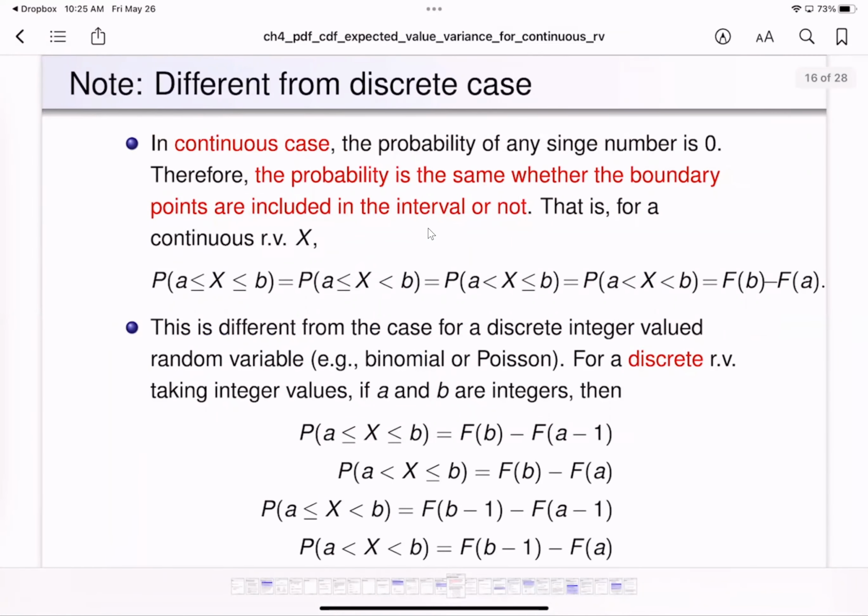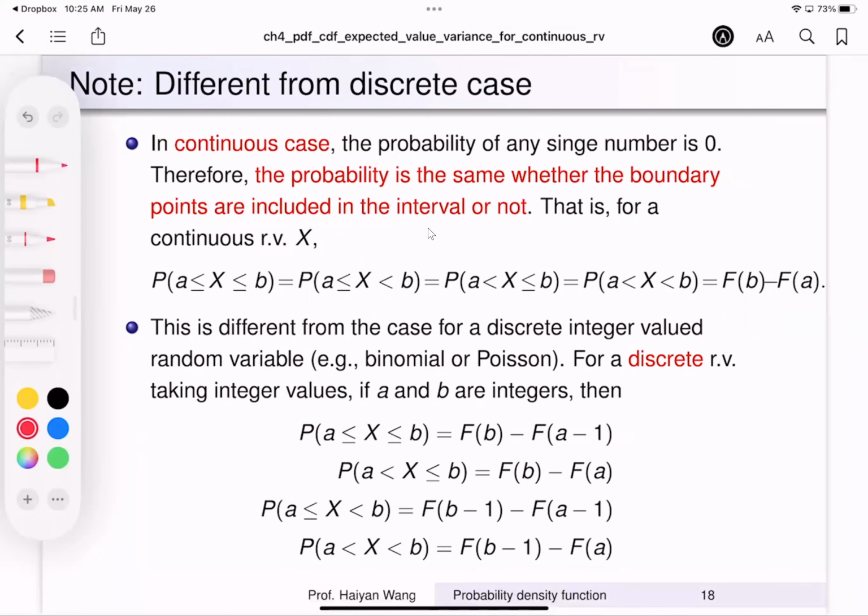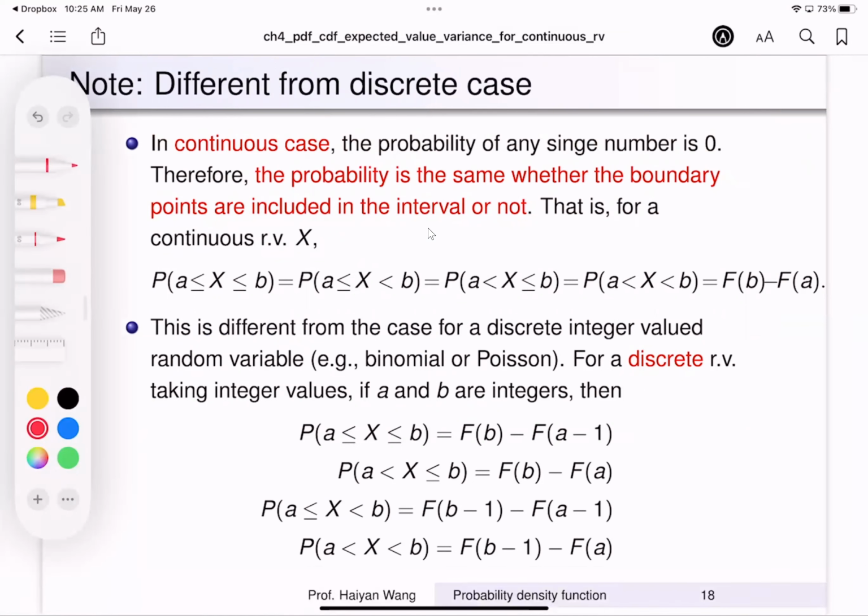Again, in the continuous case, we did not have to worry about the boundary. Whether our computation includes both a and b, includes a but not b, includes b but not a, or includes neither, all of these give us the same probability of F(b) minus F(a). But this is not going to be true if we have a discrete variable.